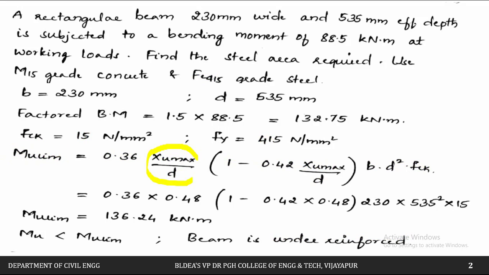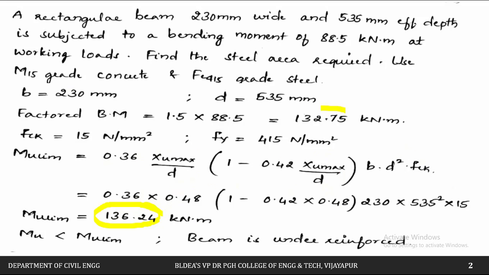So xu max by d, already we have seen in the previous table, the value is 0.48. 0.36 we have, xu max by d value is 0.48. Already I had shown in the previous video how you get this 0.48, given in the IS code. So 1 minus 0.42 times 0.48. b value is 230 mm, d is 535 mm square, and fck is 15. If you substitute, you will get the answer as 136.24 kN m. This is the limiting moment we have.